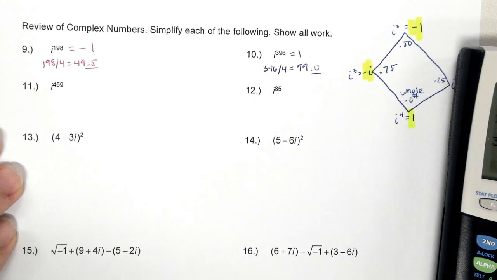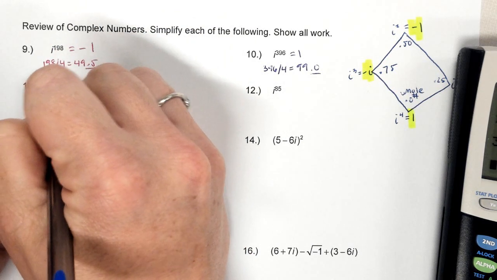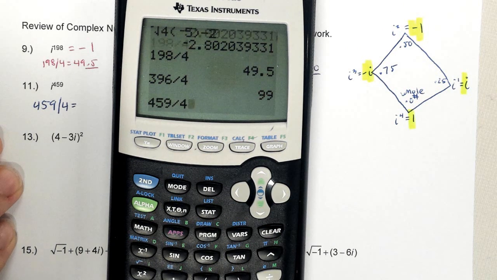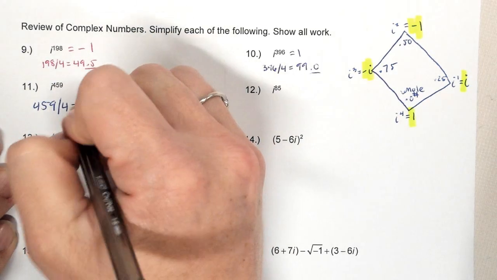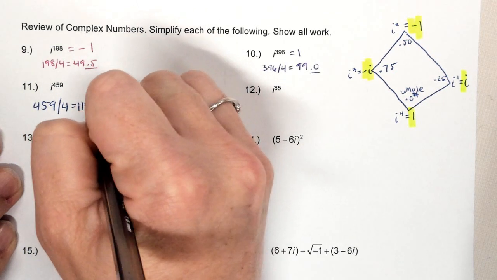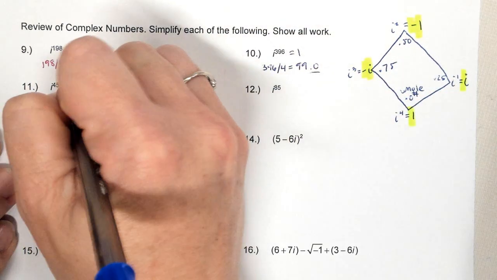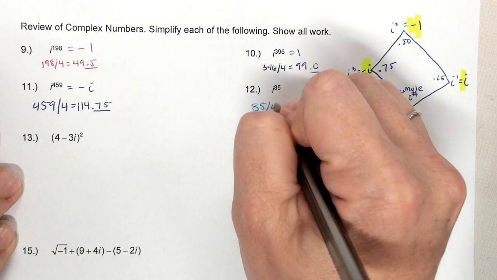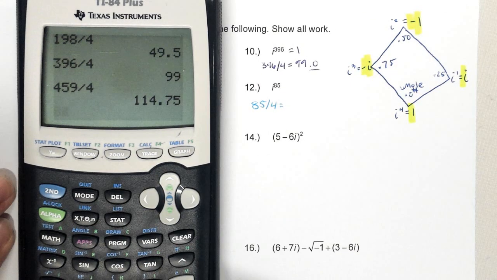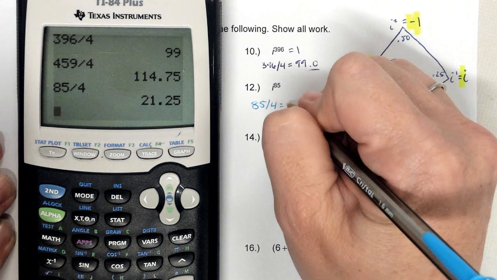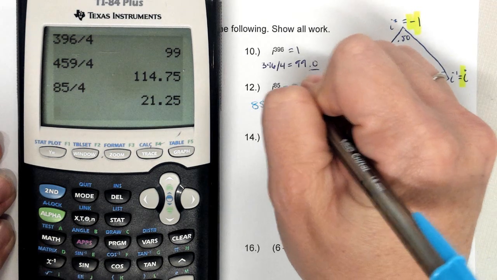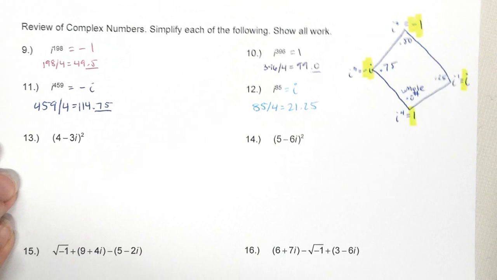So then we have 459 divided by 4. And that gives me 114.75. And that's third base, which is -i. And then lastly, we do 85 divided by 4, and we get 21.25. 0.25 is a quarter, first base, which is just i. So that is how you do these.